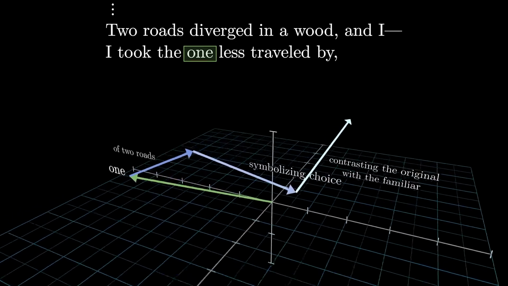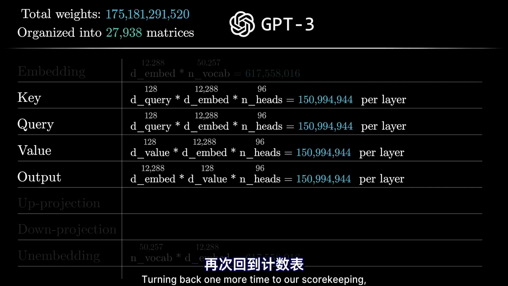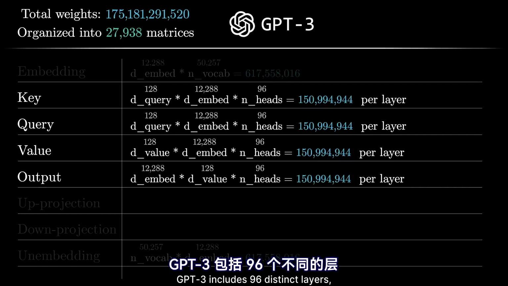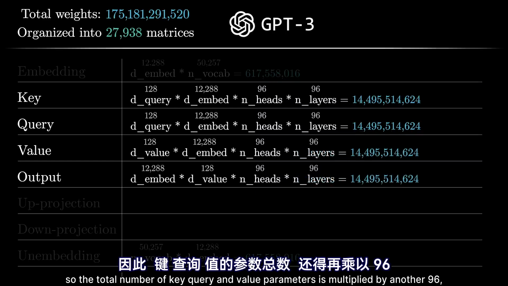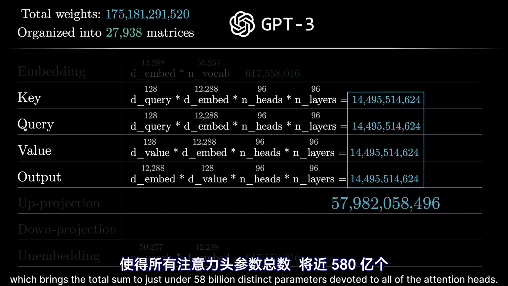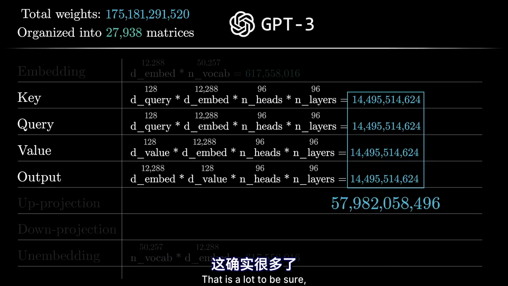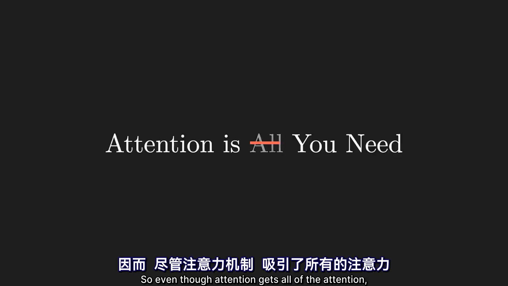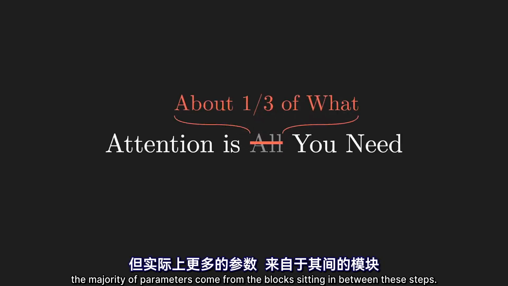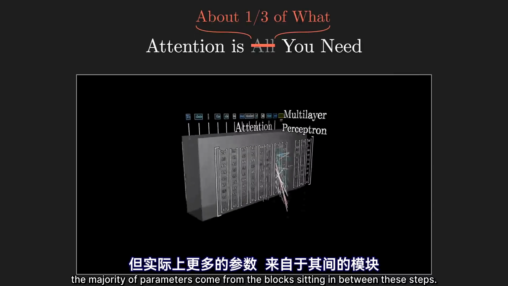Turning back one more time to our scorekeeping, GPT-3 includes 96 distinct layers, so the total number of key, query, and value parameters is multiplied by another 96, which brings the total sum to just under 58 billion distinct parameters devoted to all of the attention heads. That is a lot, to be sure, but it's only about a third of the 175 billion that are in the network in total. So even though attention gets all of the attention, the majority of parameters come from the blocks sitting in between these steps.